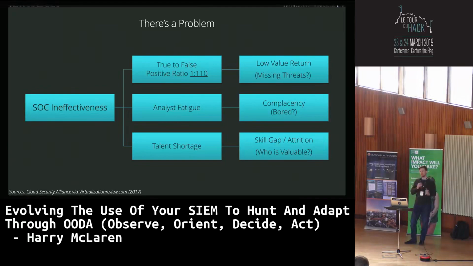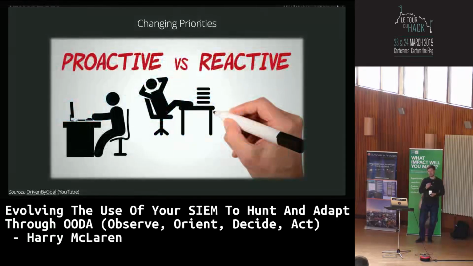So what's one thing that you can do to improve on this? And when I say improve on it, I mean, how do we improve our true to false positive ratio? How do we get less analyst fatigue? Well, we make the work more interesting and hopefully of better value to the organization. And this is about changing priorities, right? Reactive is when something occurs and someone usually screams at you, whether it's a computer or a human, and then you do something about it.